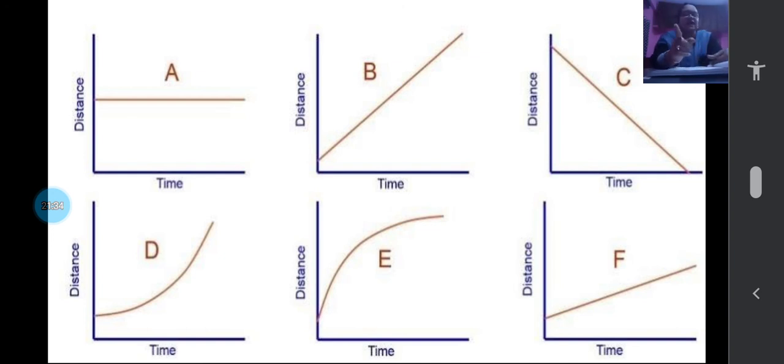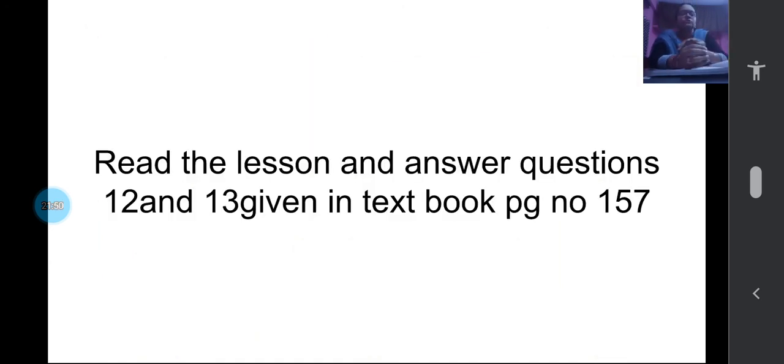And D, E, F also you can observe, and try to write what type of motion: uniform or non-uniform, or at rest, or speed increasing or decreasing. You can mention how far you understood, children. Now, there are two questions, 12 and 13, in your textbook, page number 157. So try to answer them also.